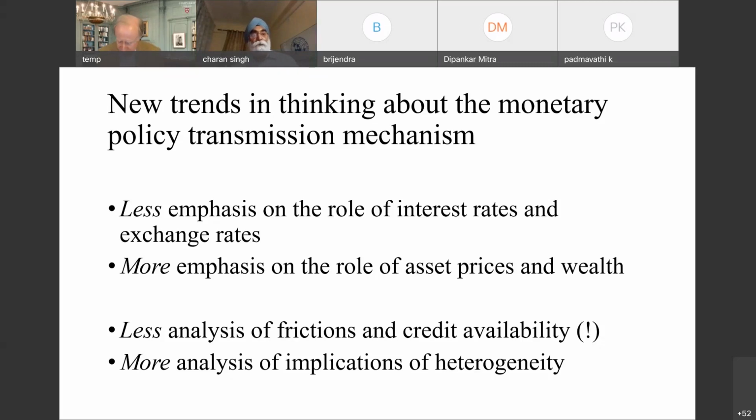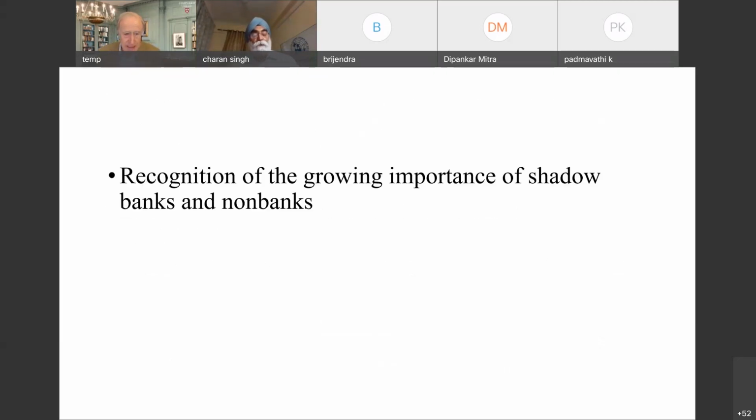account of these heterogeneities. Now, one thing that's continuing in the wake of the financial crisis of a dozen years ago is greater recognition of the growing importance of what we call shadow banks and even financial institutions that you wouldn't even call a shadow bank.